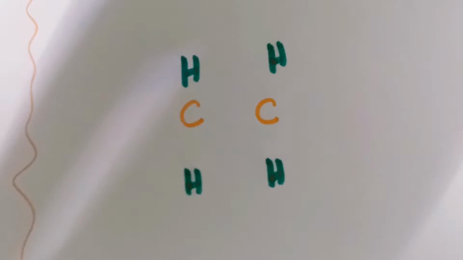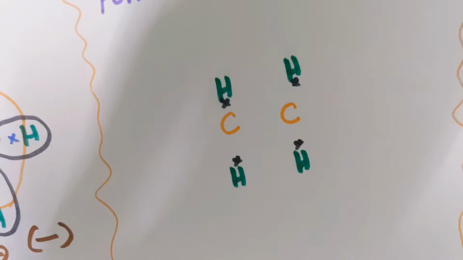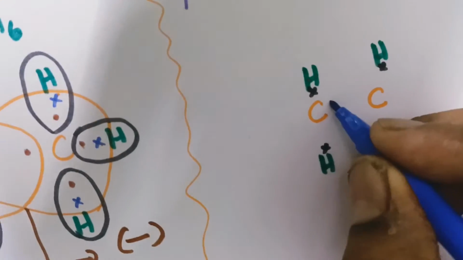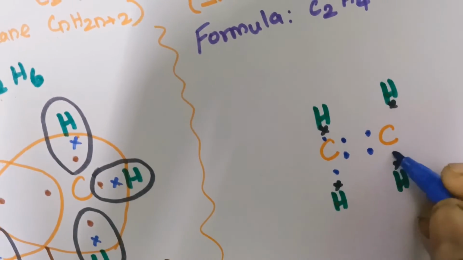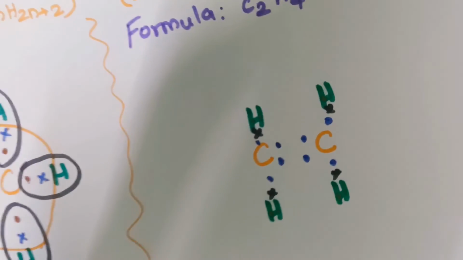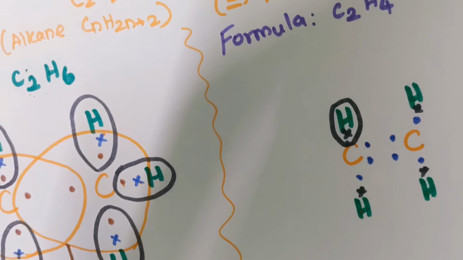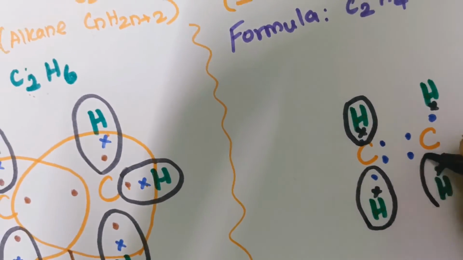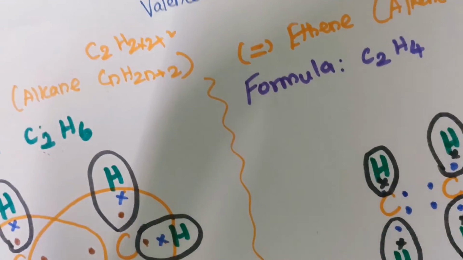We know that hydrogen has only 1 electron in the outermost shell, and carbon has 4 electrons in the outermost shell. So here, for my convenience, I am going to write 1, 2, 1, 1 on this side and 1, 2, 1, 1 on that side. Now each hydrogen will be fulfilled by getting 1 electron from its carbon.